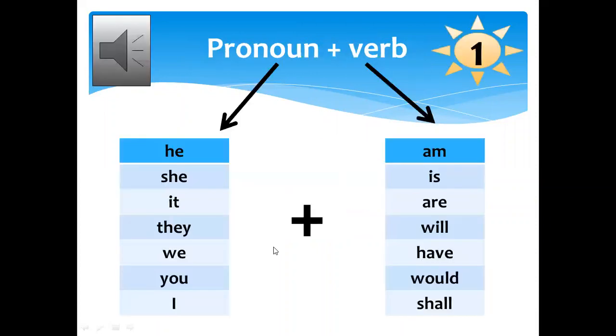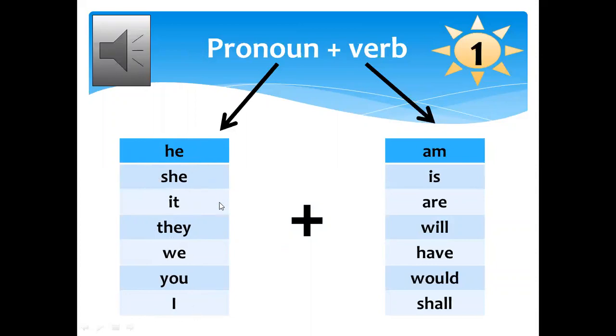What does it mean? Look here. We have three ways to use contractions. The first way is a pronoun plus a verb. We have the pronouns on this side. What are the pronouns here? He, she, it, they, we, you, I.